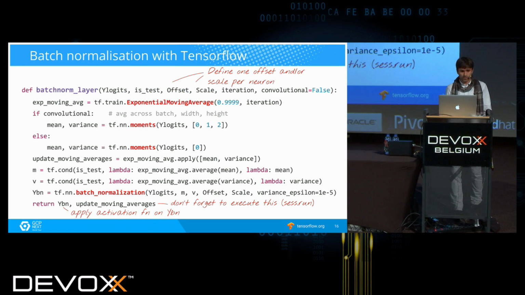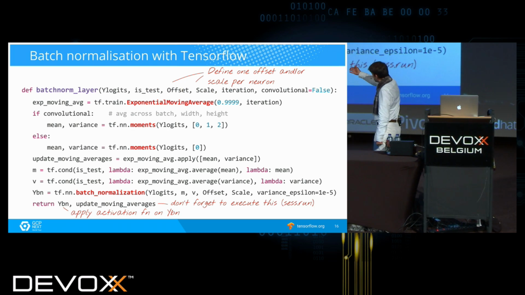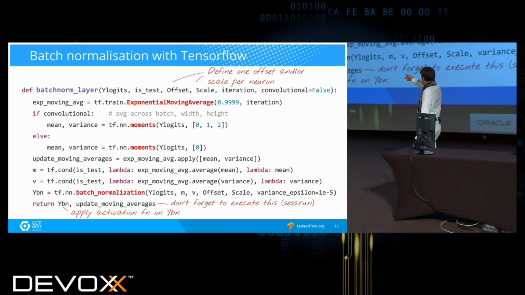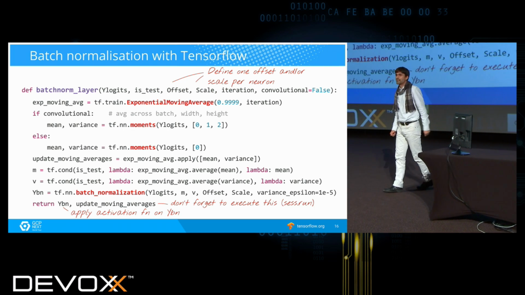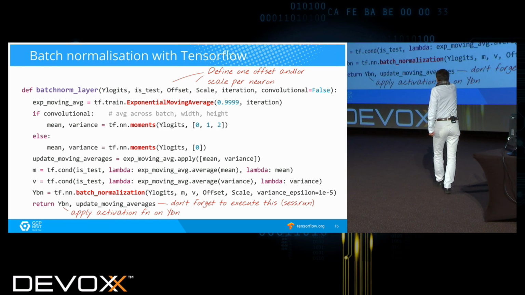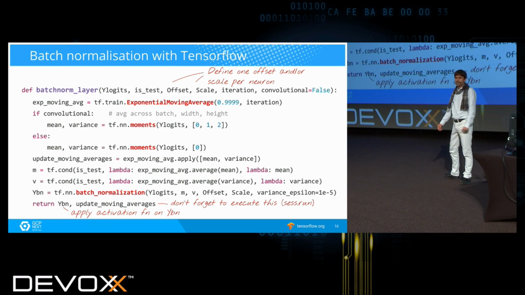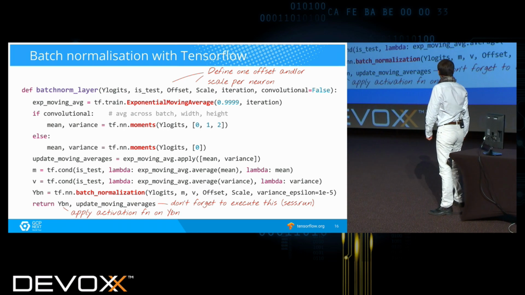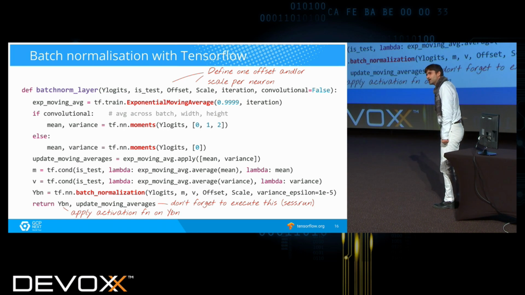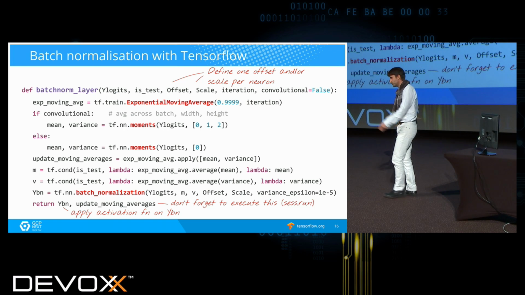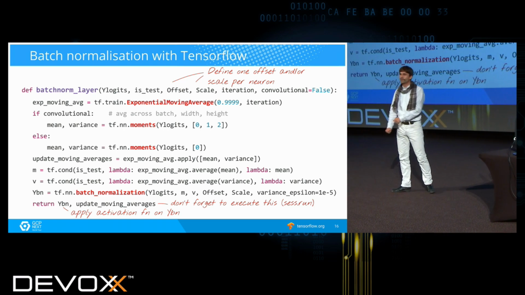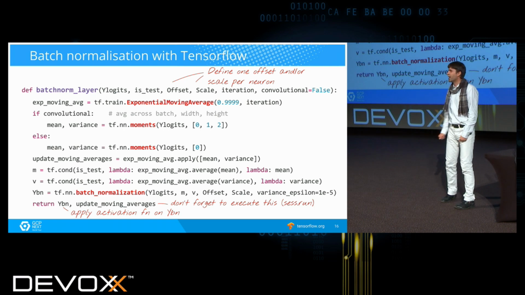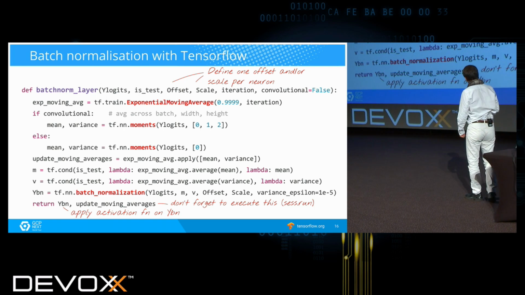Okay, so the code. TensorFlow has a very useful batch normalization function, and right here at the bottom, batch normalization. But if you look at the code, it actually does nothing. You give it logits, but you have to give it also the averages and the standard deviations. And yes, very helpfully, it will do the minus and do the division. Thank you. I would have known how to do that myself.